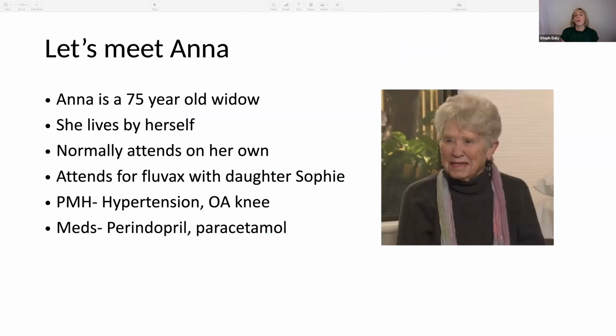So first of all, we're going to talk about Anna. So Anna is a 75-year-old widow who lives by herself, and she normally attends on her own. But today she's attending for her flu vax with her daughter, Sophie. Past medical history includes hypertension and osteoarthritis, and she's on perindopril and paracetamol.